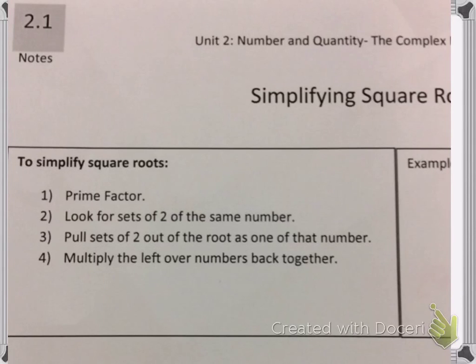This is Note-Taking Guide 2.1, Simplifying Roots. The very first step on simplifying square roots is to prime factor your number. Look for sets of 2 of the same number, and then we're going to pull out sets of 2, but we're going to write it as 1 of that number. We're going to multiply the leftover parts back together.